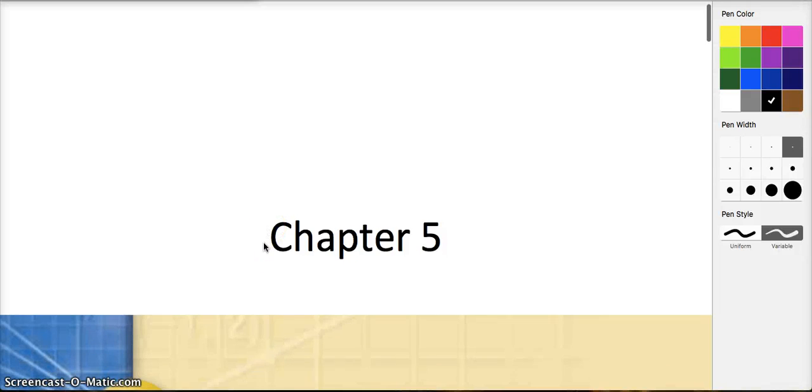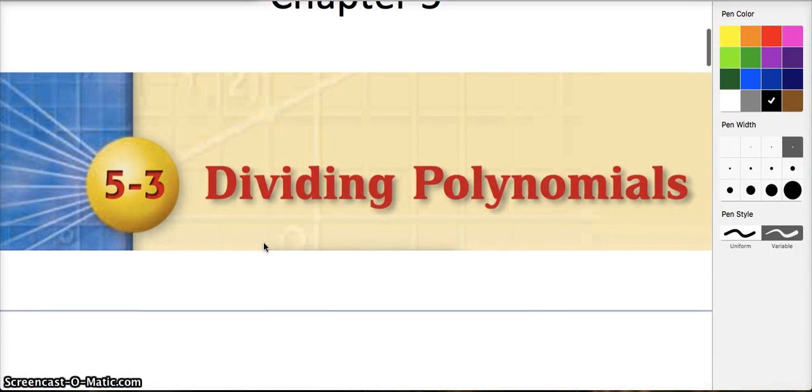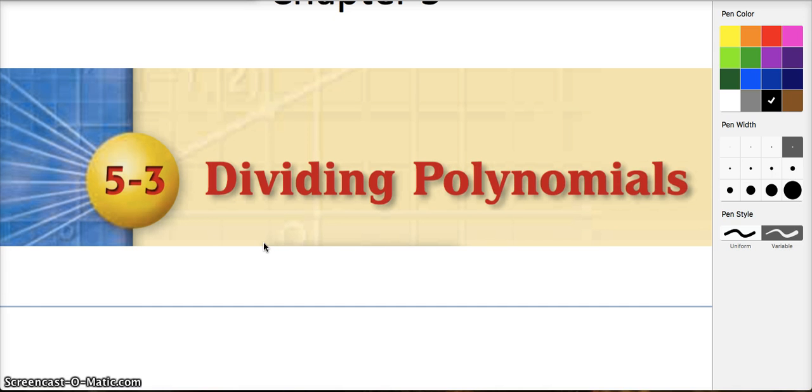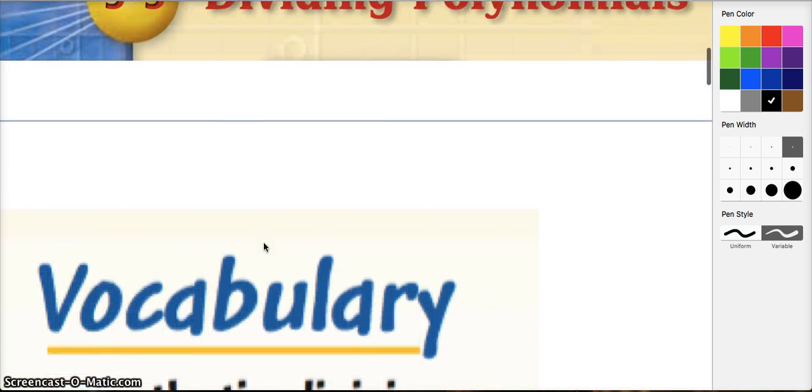Hey, we are still in chapter 5, and now we're in section 5.3, dividing polynomials. The truth of the matter is this whole section goes through a lot of examples very quickly, and you'll probably need a couple more examples. Feel free to ask questions.